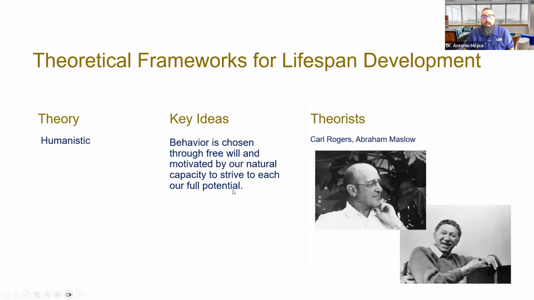Now, there's also a set of theorists called humanistic theorists. Humanistic theorists are your Carl Rogers and your Abraham Maslow. We're going to talk about Maslow in particular in the next couple of slides. Humanistic theorists believe that behavior is chosen through free will and motivation by our natural capacity to strive to reach our full potential. Your humanistic theorists believe that human beings at the very essential level are always striving to reach our full potential. We're always trying to be the best possible version of ourselves.